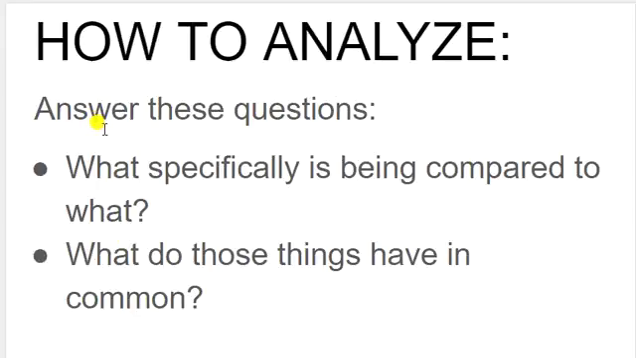I kind of did this naturally as I was going through the examples. There are two questions to answer. So this is how you analyze. Answer these questions. What specifically is being compared to what? And then the follow-up question is, what do those things have in common? In other words, why is the writer or speaker comparing these two things? What is it bringing out? What common traits are they trying to point out to us?